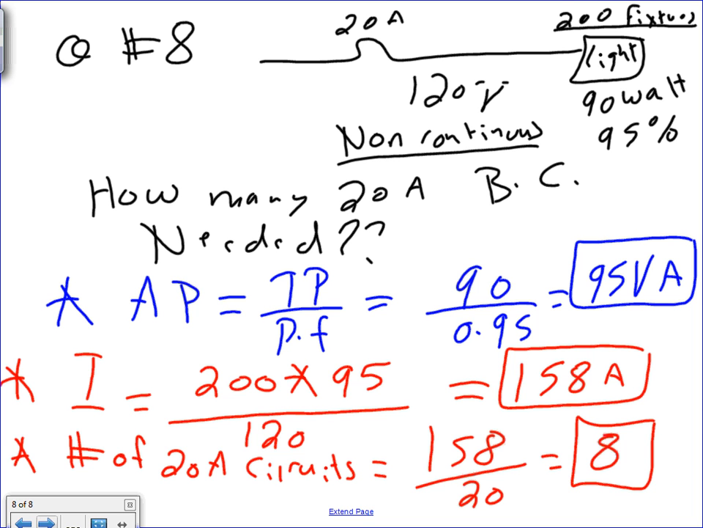Safety factor. Any questions about this? When the conductor heats up, its resistance changes. Well, you size the conductor accordingly.